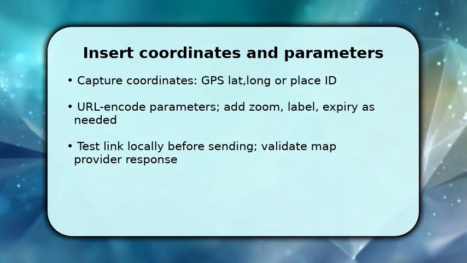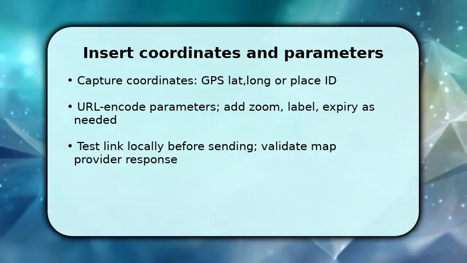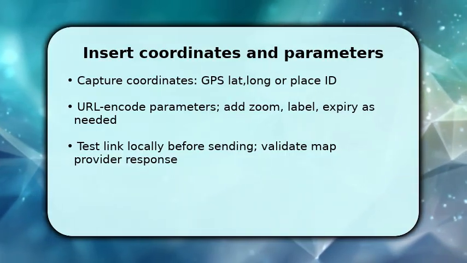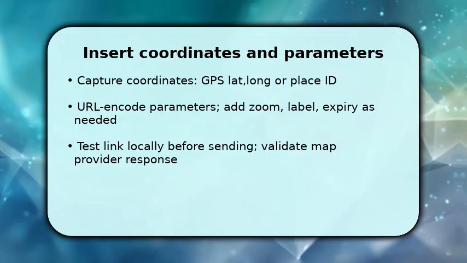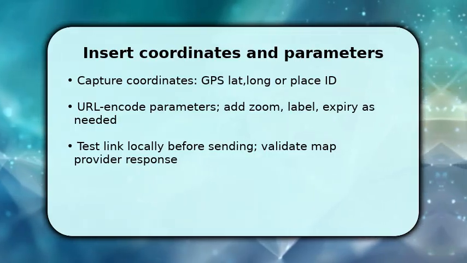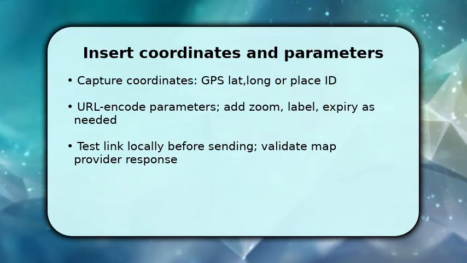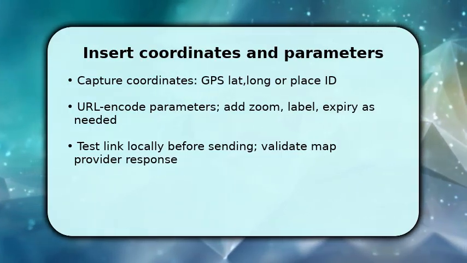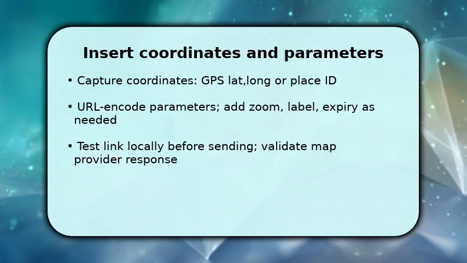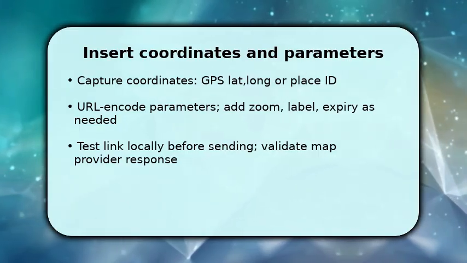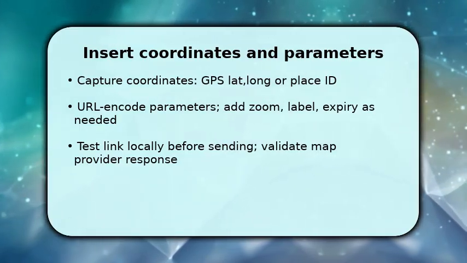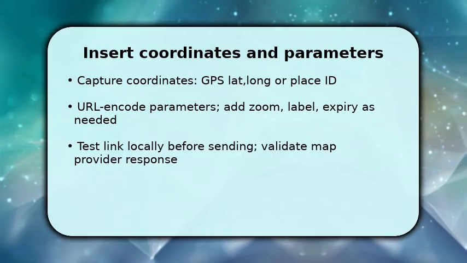Now capture coordinates from the device. Use GPS lat, long, or a place ID. Once you have values, URL encode them and append required parameters like zoom, label, or expiry timestamp. This controls presentation and access. If using a shortener or redirect, prepare the redirect target with encoded parameters. Make sure to include any auth token if the provider needs it.